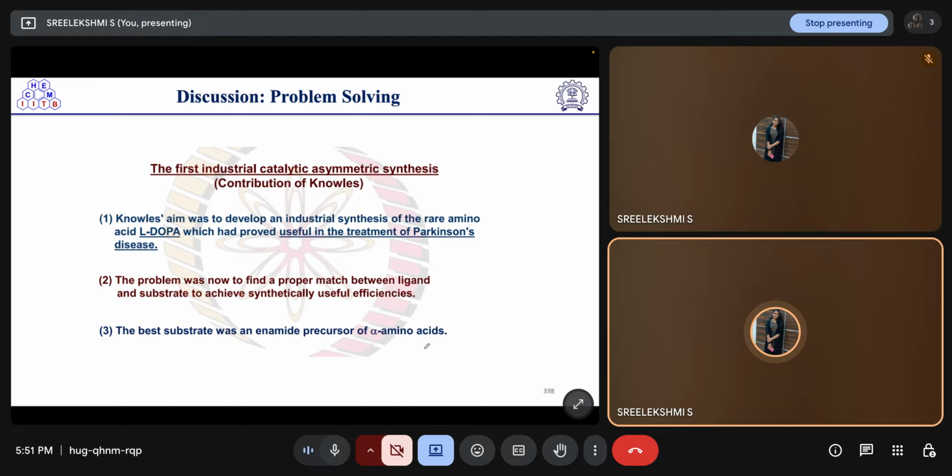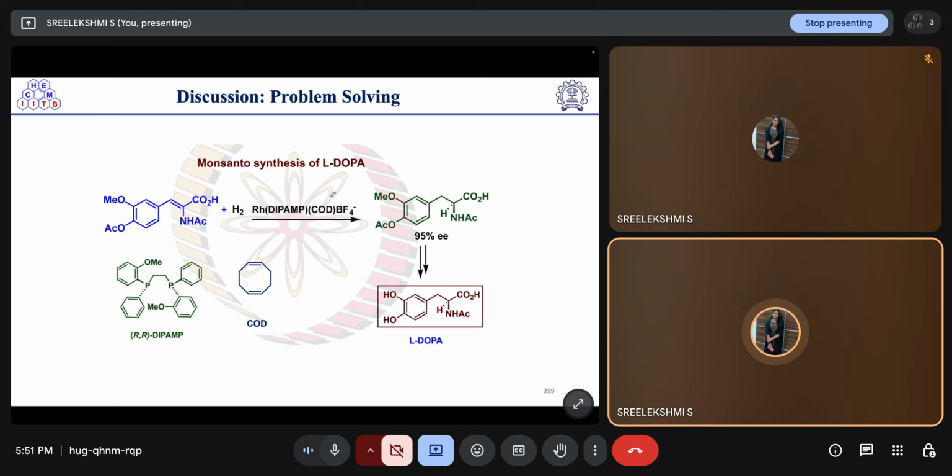Now, the first industrial catalytic asymmetric synthesis was the contribution of Knowles, and Knowles' aim was to develop an industrial synthesis of the rare amino acid L-DOPA, which had proved useful in the treatment of Parkinson's disease. So, this is the L-DOPA catalyst using asymmetric hydrogenation with an enantiomeric excess of 95%.